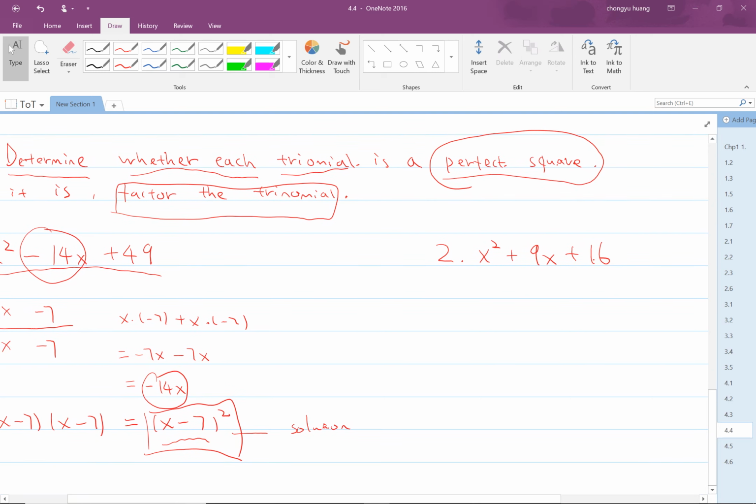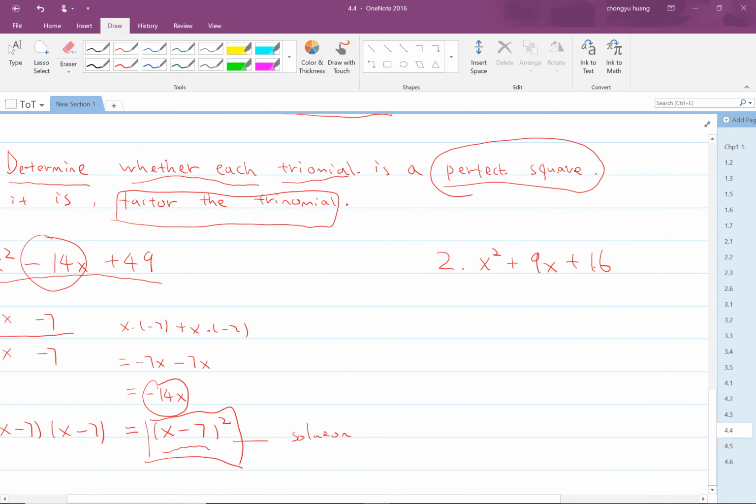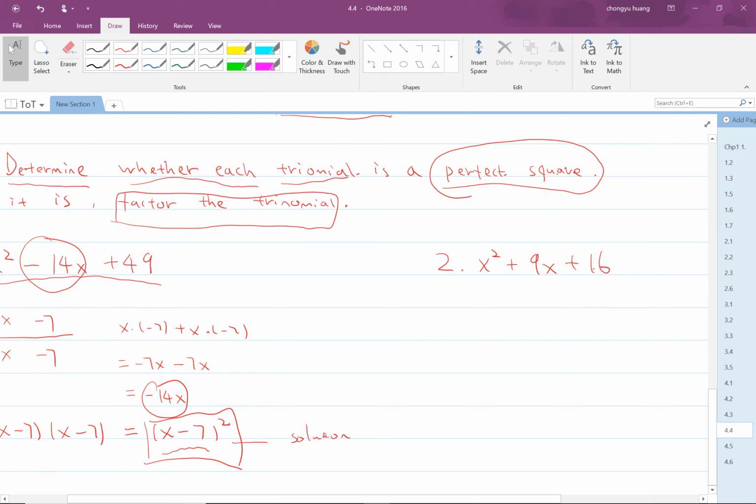I'll try to let you see the question all the time. Question 2 is x squared plus 9x plus 16. That's the question, and you try to factor it. That's your goal. You see there's a trinomial, and you want to see whether it is a perfect square, and the answer is no. This cannot be a perfect square. You may ask me why.